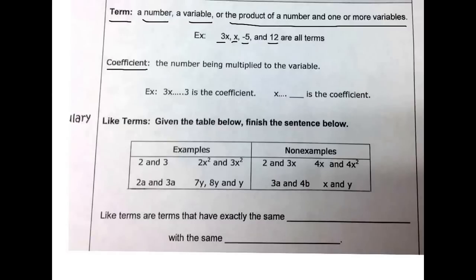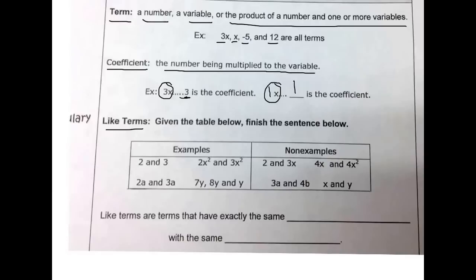A coefficient is the number being multiplied to a variable. In the example 3x, the 3 is the coefficient because we're multiplying 3 times x. In the second example, just x by itself, it's implied that there is a 1 in front of it, so 1 is the coefficient. There's 1x, and we never write the 1, but it is always there.